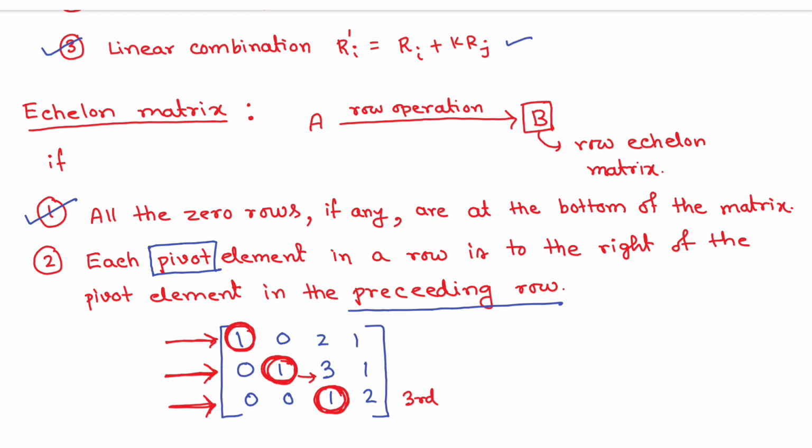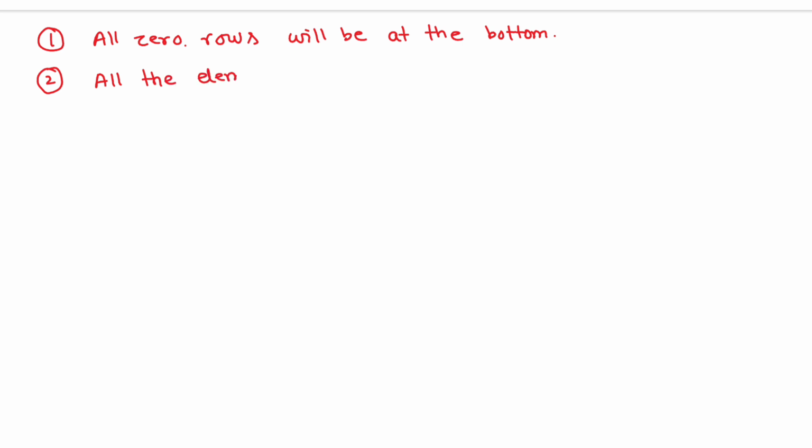So in simple language what we can say, first one is all zero rows will be at the bottom. Okay, now I am writing my own language, not any book's language. So all zero rows will be at the bottom. Second, all the elements below the pivot elements must be 0. Okay, so all 0 rows will be at the bottom and all the elements below the pivot element must be 0.